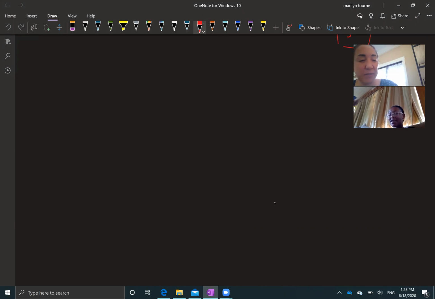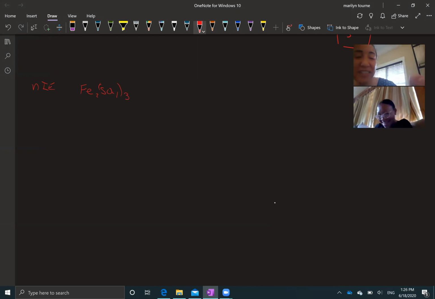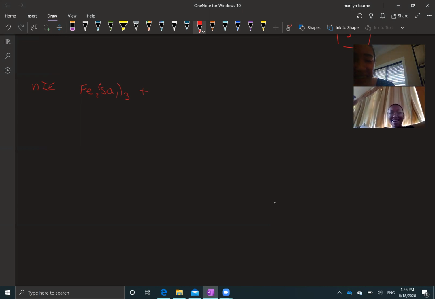Write the net ionic equation for the reaction that occurs when aqueous iron 3 sulfate is added to aqueous sodium sulfide to produce solid iron 3 sulfide and... Whoa, that's too fast, Cecilia. Hold on a second. I'm only on the first one. Sorry. Sulfate reacts with what? Okay, so it was aqueous iron 3 sulfate is added to aqueous sodium sulfide.